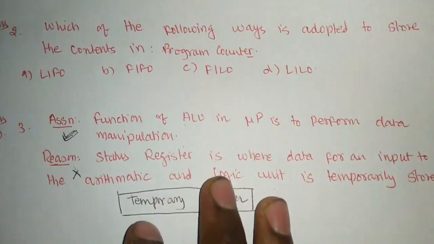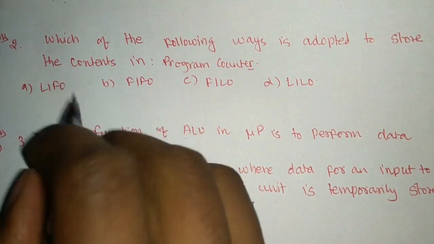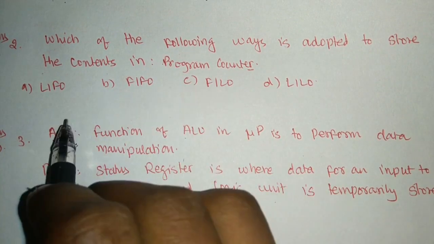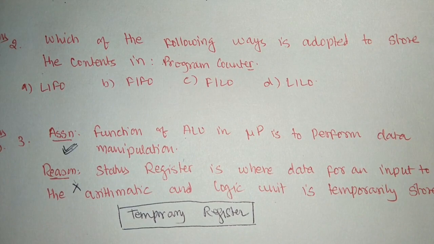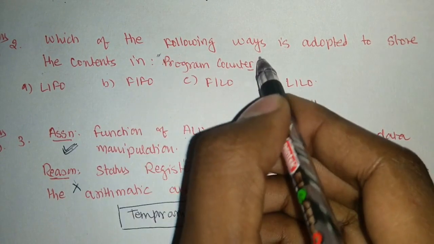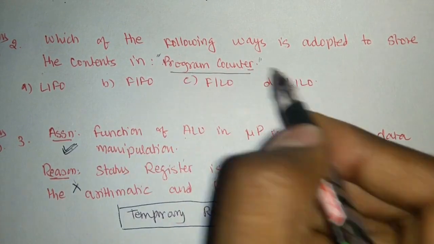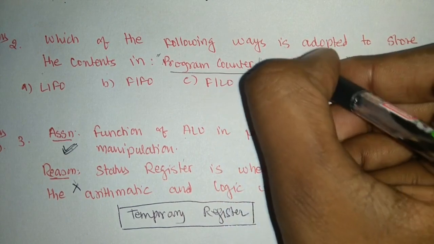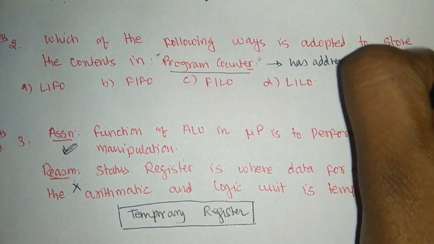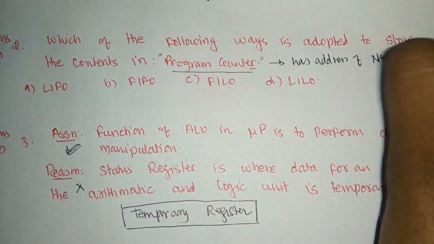Okay, now the last question again of 2019 only, and it says which of the following ways is adopted to store the contents in program counter. Now this question is actually quite tricky. I have searched for the answers of this and the explanations here, because there is nothing like this. There is no method which talks about storing the contents in a program counter. Instead, what we have in a program counter is always the address of the next instruction. That is the only thing that we have in our program counter.